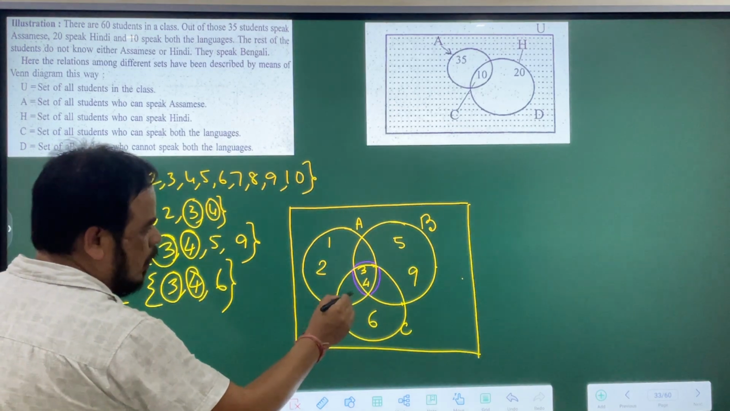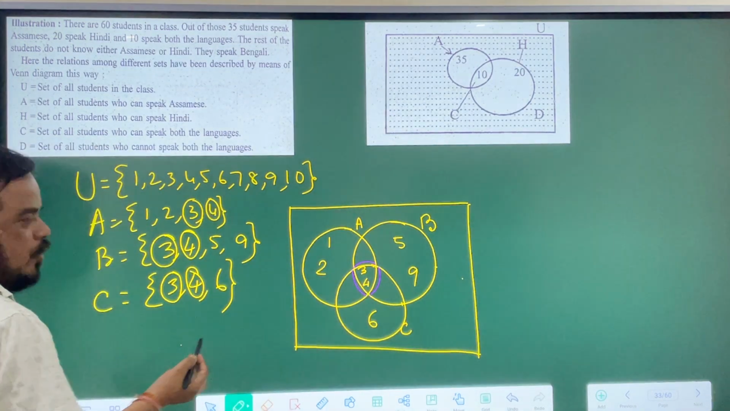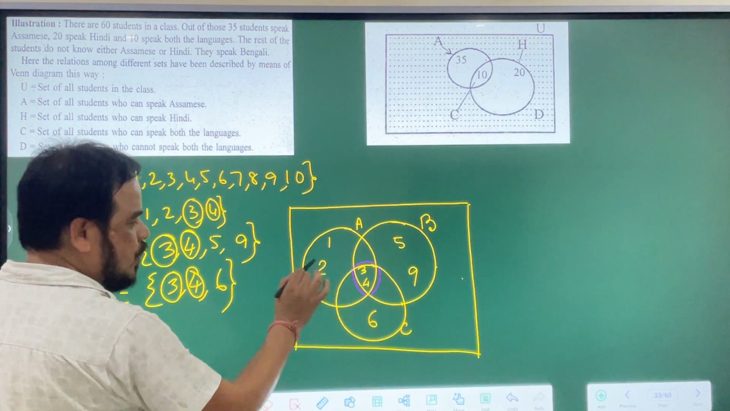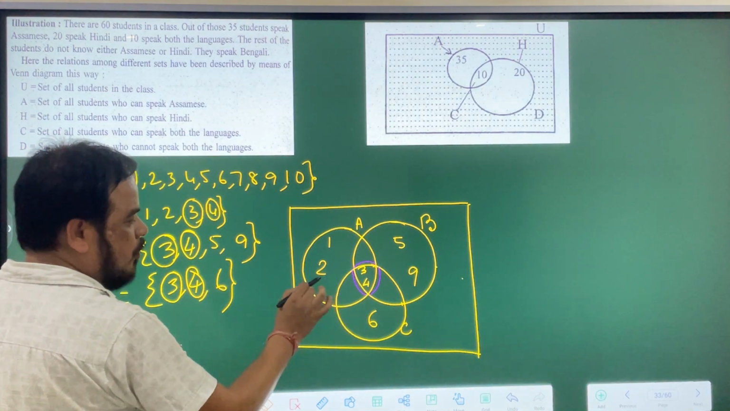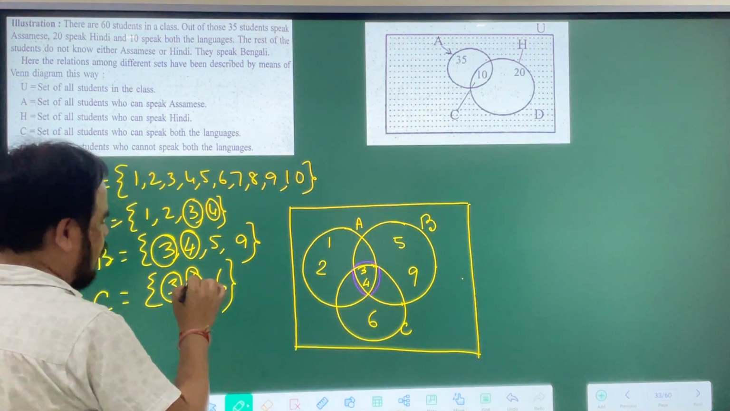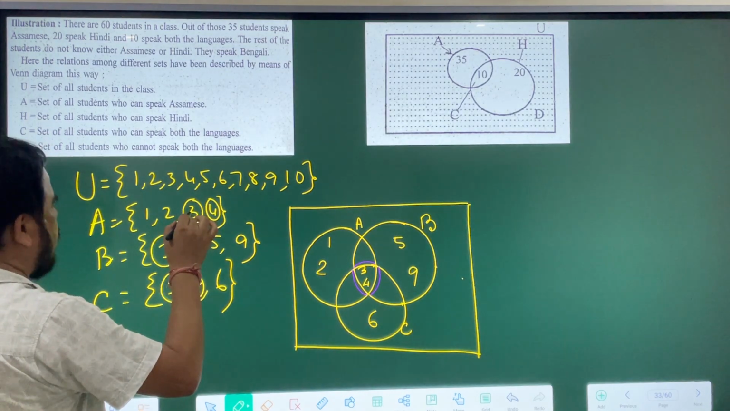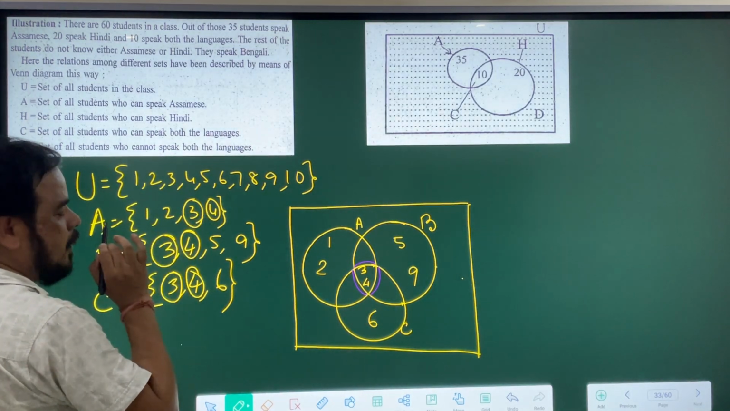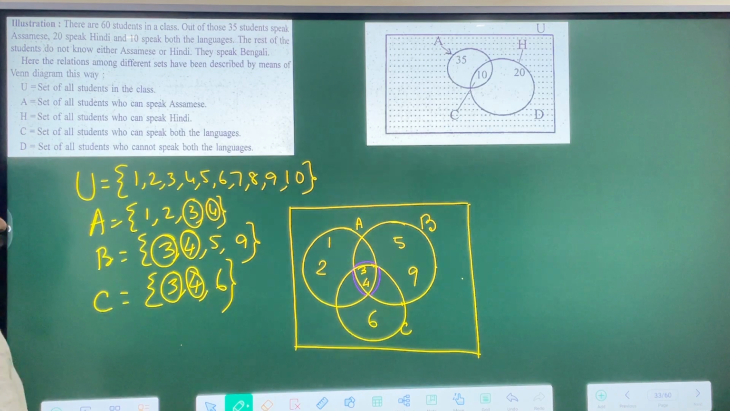We will not write 6 here or here. That will be wrong, because this is the common space for A and C. But 6 is not common for A and C. Neither is 6 present in A nor in B. So we cannot make it common for A and B.